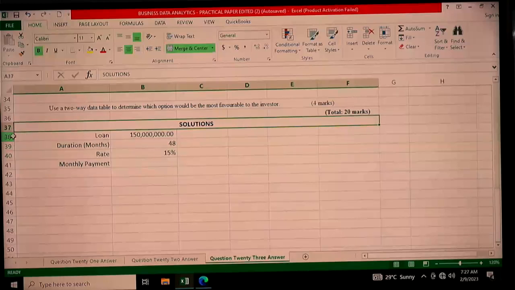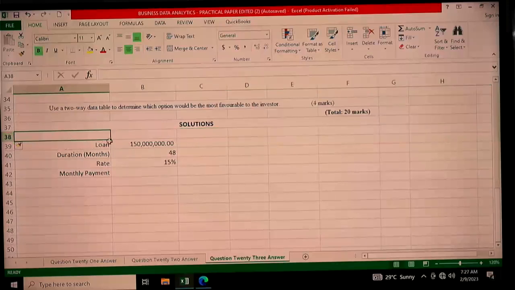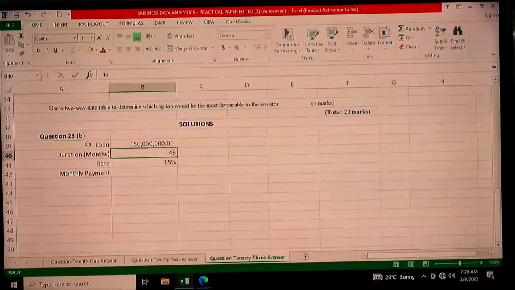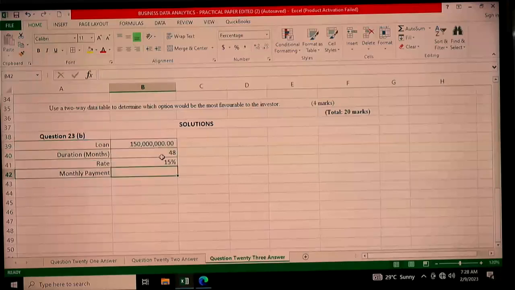So solutions here will indicate that we are setting up our solutions. And here you can type the solution for which question. Remember, you have to arrange your work properly. This is question 3 B. Of course, you have solved A before you do B. So now we are solving B. Then you can arrange your work properly and set up the borders for your work. It is always better to have the borders.